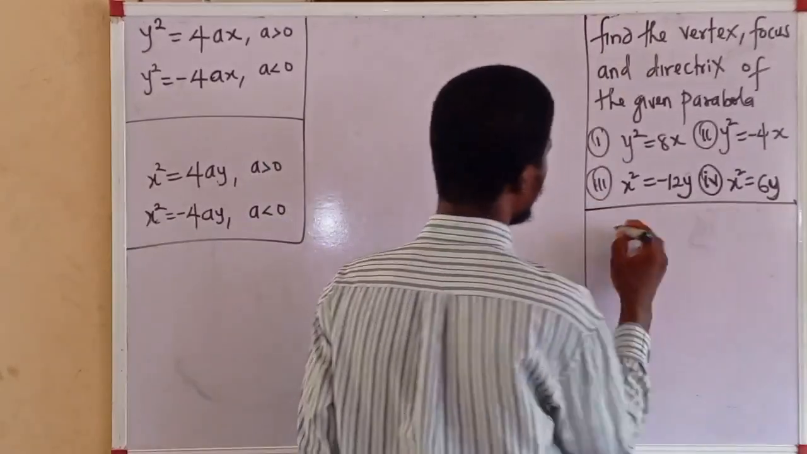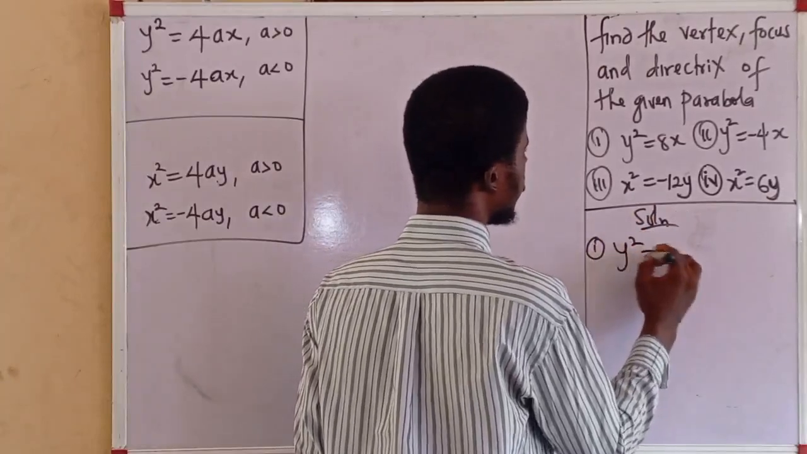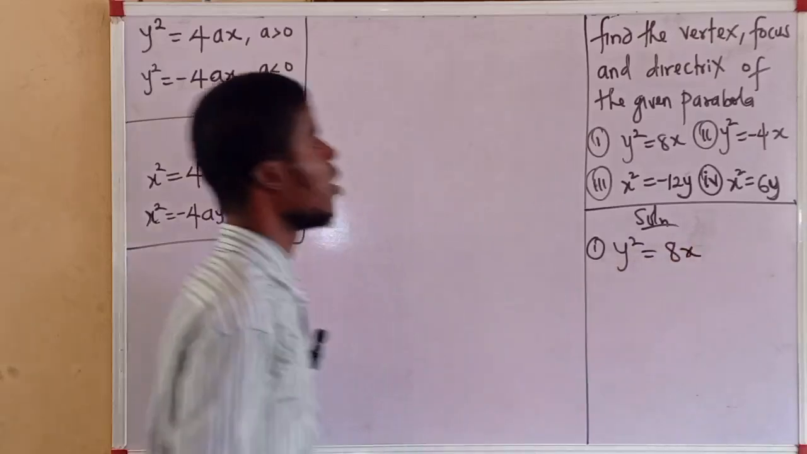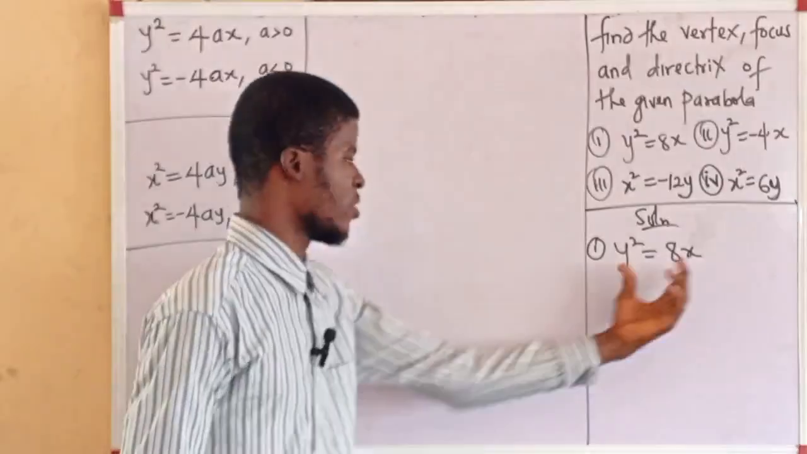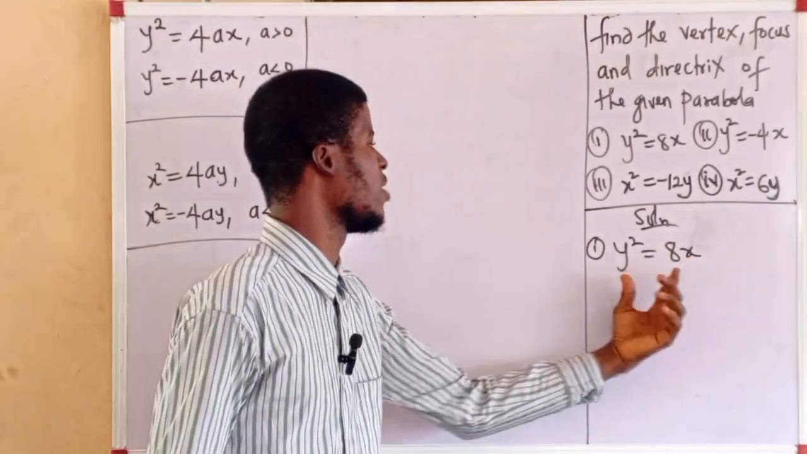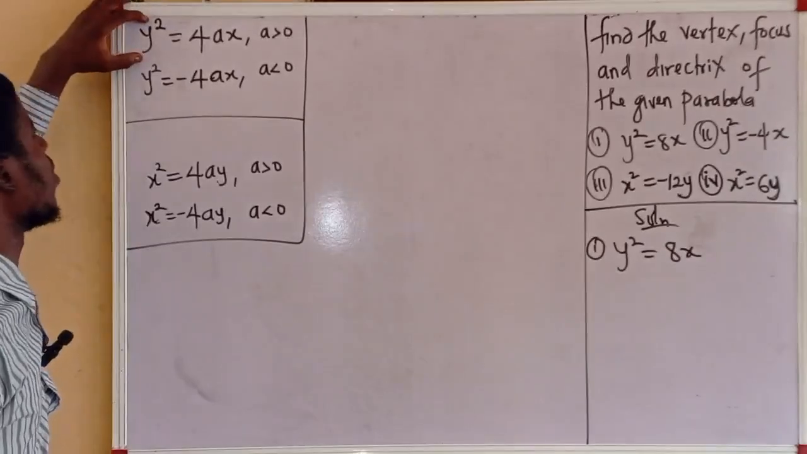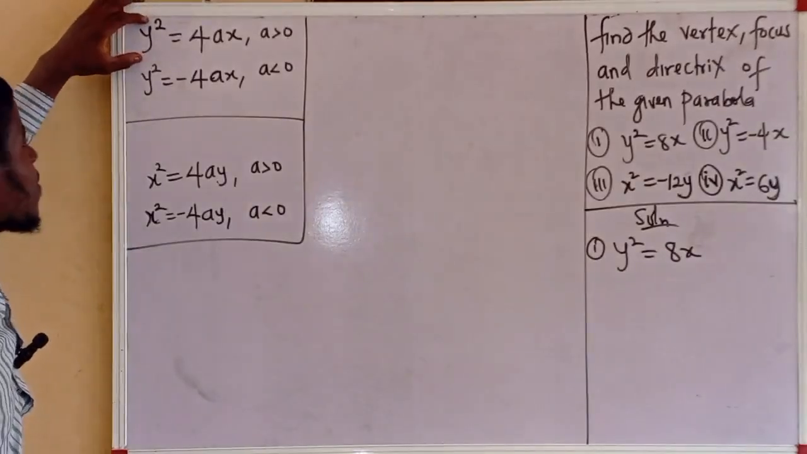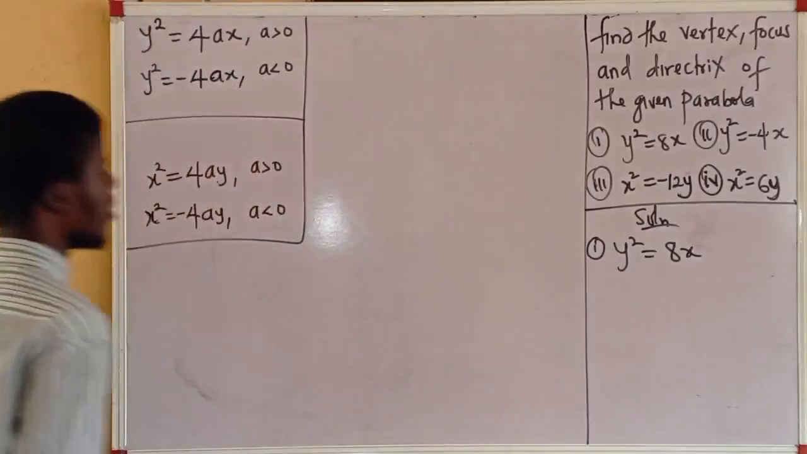Let's start with the first one. Y squared equal to 8x. So what is the vertex of the parabola that has this equation? Looking at this equation, I can easily compare it with this. Y squared equal to 4ax. Okay, so the graph of this parabola will look like this.